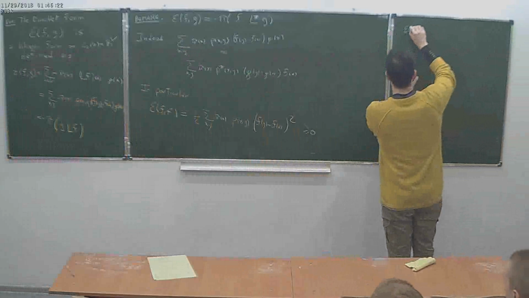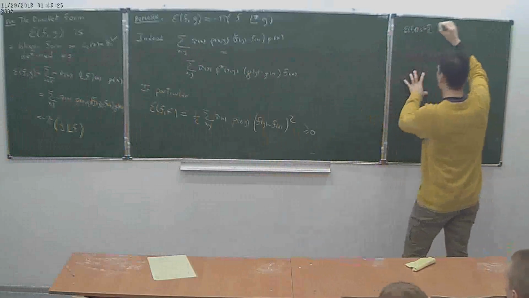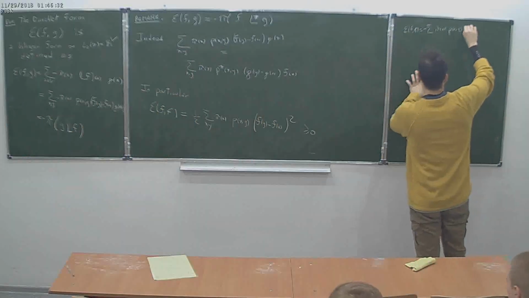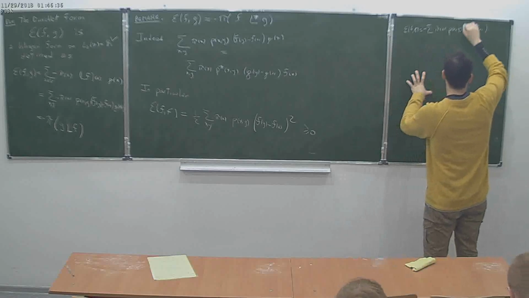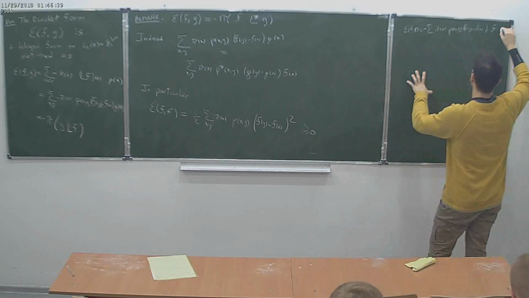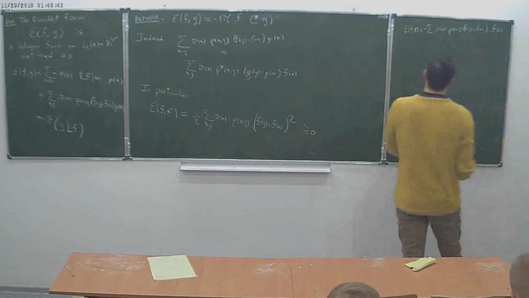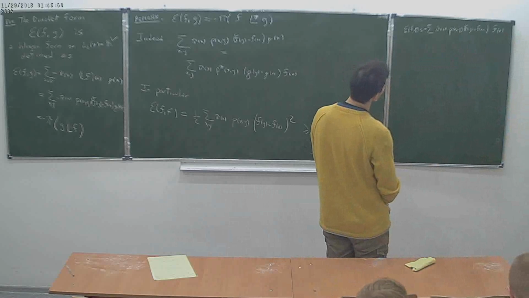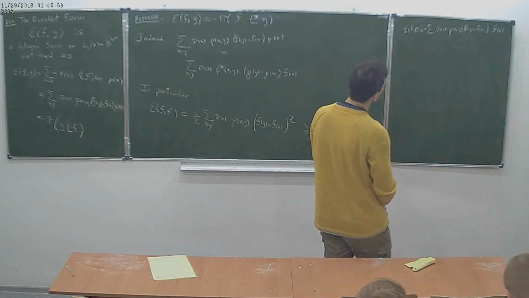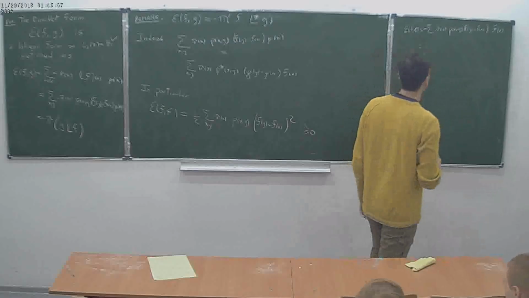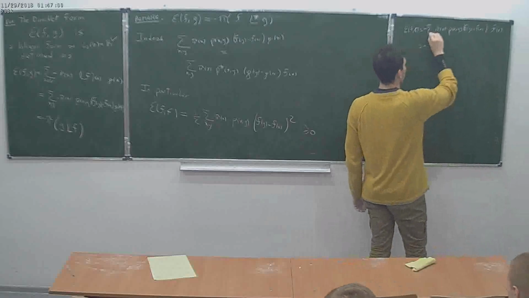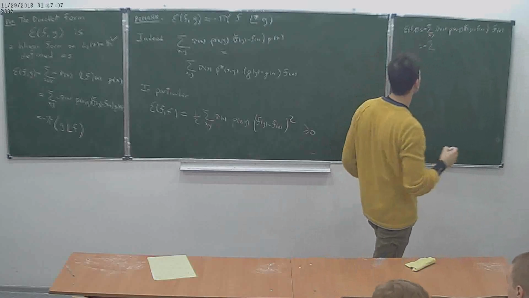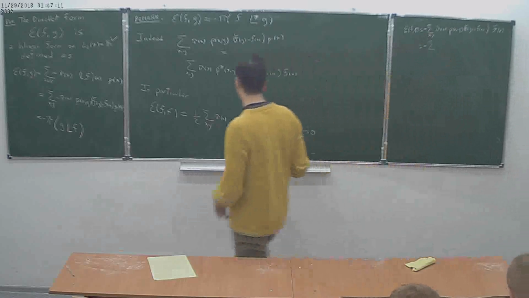If you want, we can check this fact quickly. So E of f is minus the sum of pi of x, p of xy, (f of y minus f of x), f of x. I can write it as well as minus. So the sum is on the x and on the y.